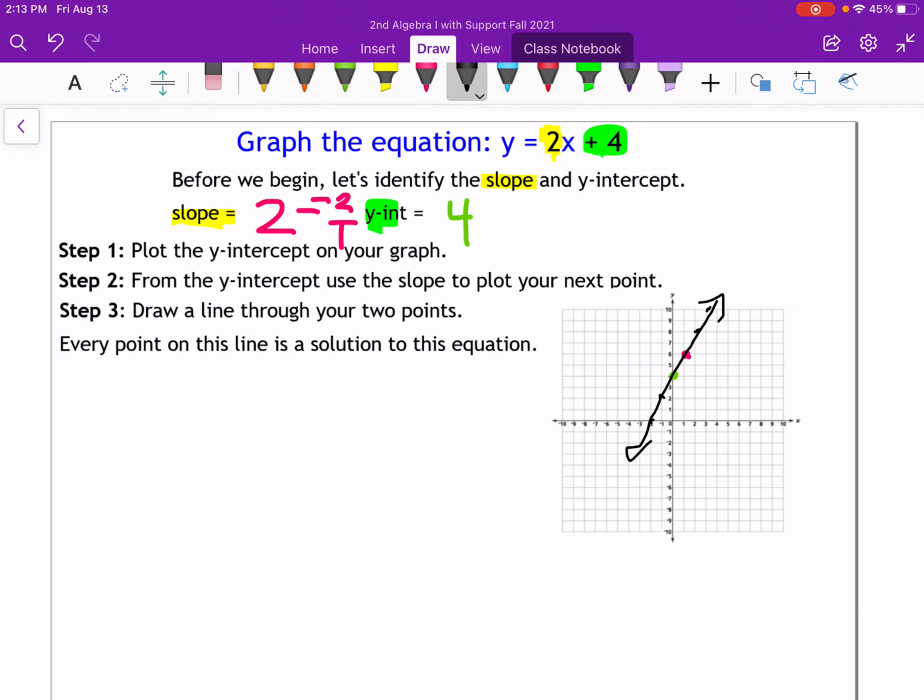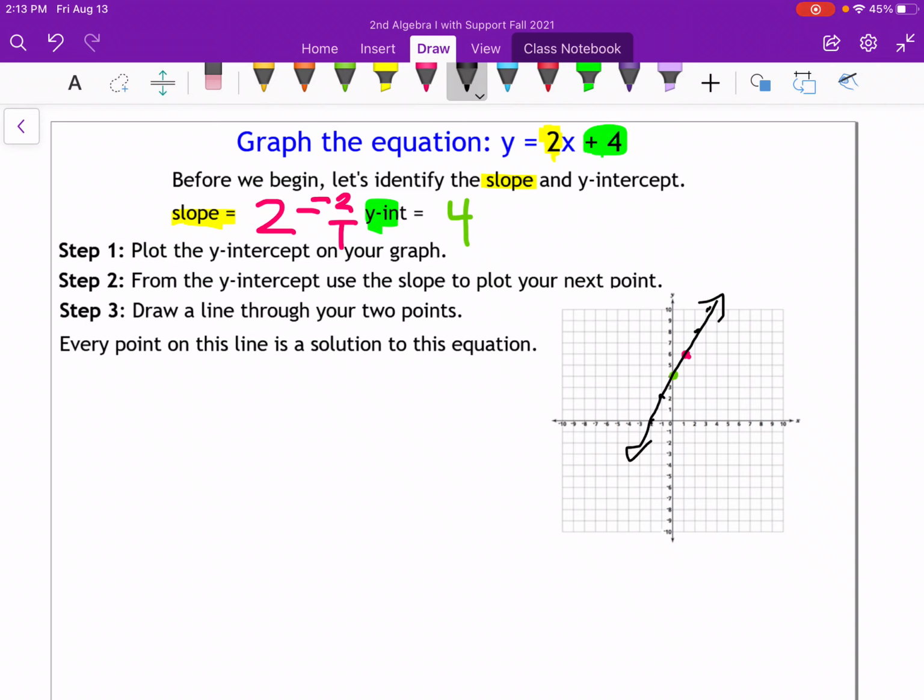The next one, here's my y-intercept at negative 4. So I'm going to plot that point. And then I have a slope of negative 4/9. So I'm going to zoom in here real quick. I go down 4, 1, 2, 3, 4, and then to the right 9. One needs to be positive, one needs to be negative. So I went down 4 and then to the right 9.